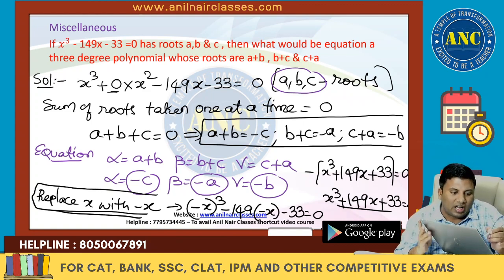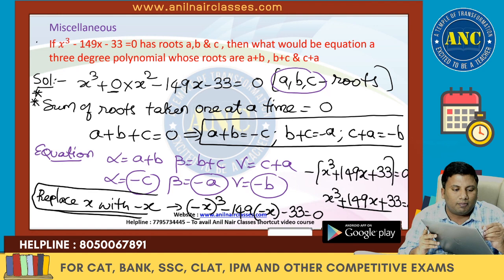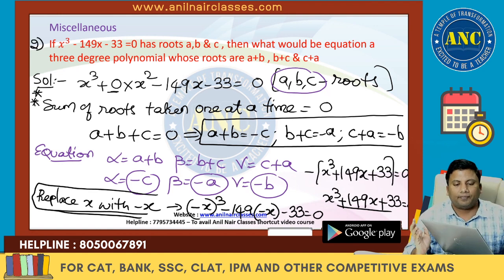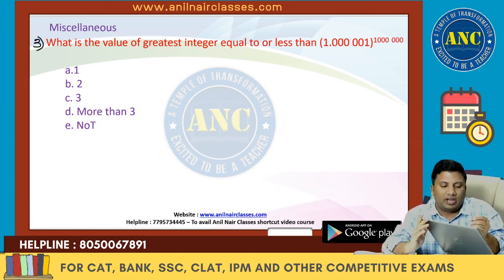What is the root cause of the problem? Sum of the roots taken one at a time is nothing but 0. Question number 2, I hope it is clear. Idea clear. Question number 3. It's a competitive examination question.